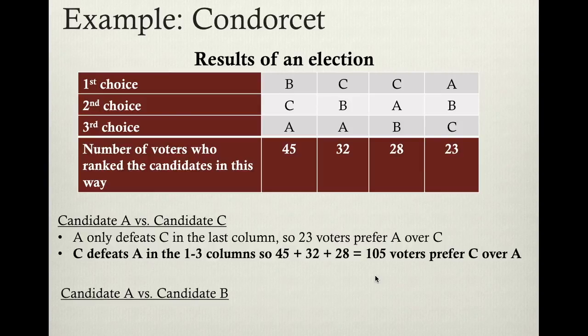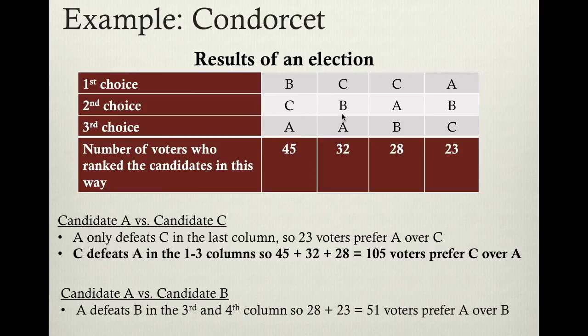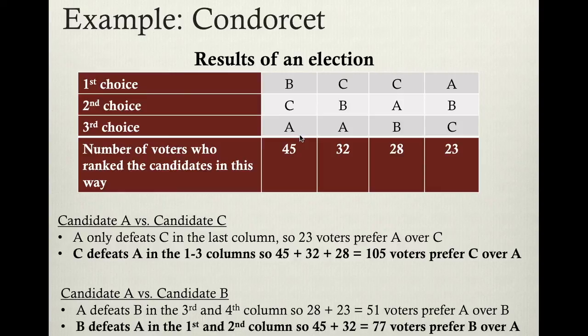If we put candidate A versus candidate B, so if we look here, B wins, and here A wins, A wins. So A defeats B in the third and the fourth, so 28 plus 23 votes goes to A, which is 51 votes. But B defeats A here and here, so 45 and 32 goes to B. So again, A loses, so we're left with B versus C.